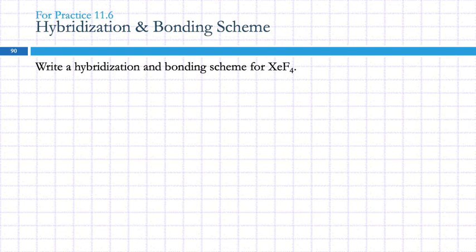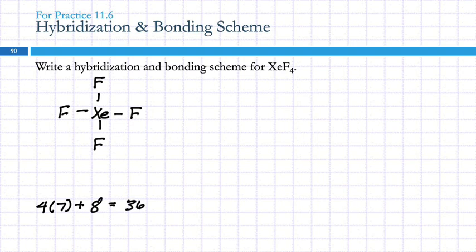So the first example, write a hybridization and bonding scheme for xenon tetrafluoride. So we have to start with the Lewis structure. And I'm going to do these fairly quickly because that's not the point of this part of the lecture. So we've got 4 fluorines around a xenon, and then we have to figure out how many valence electrons there are. So I have 4 fluorines, 7 each, and xenon has 8 electrons. So that's 28 plus 8 is 36.